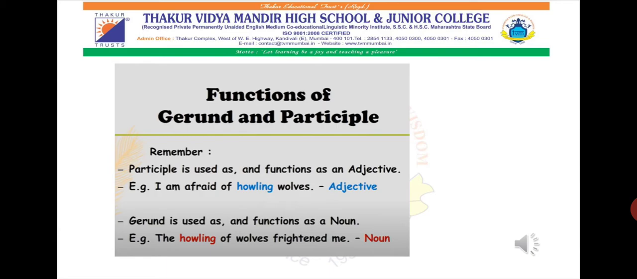It is telling us about that particular person getting scared of the wolf. So the work of an adjective is that it tells more about the noun. It is telling more about the wolves.